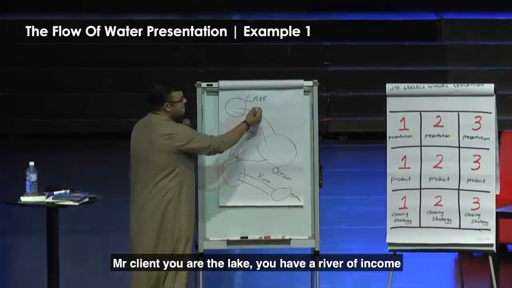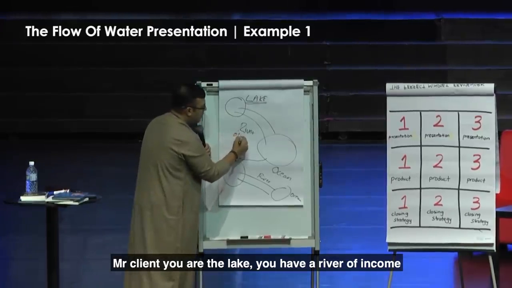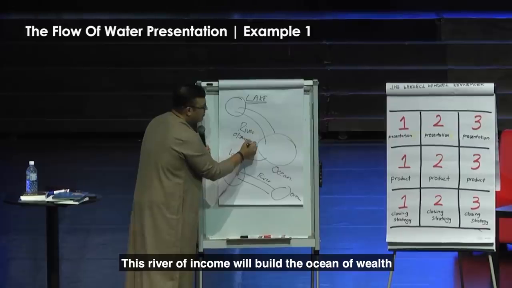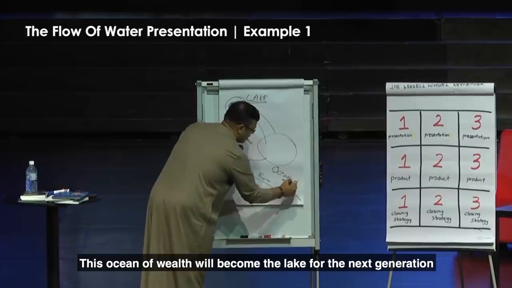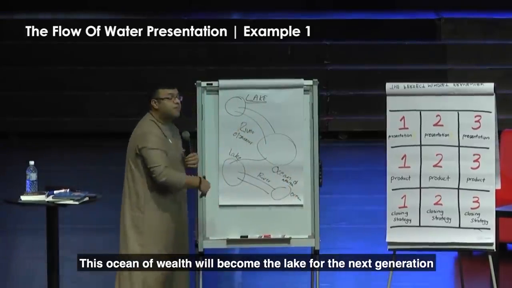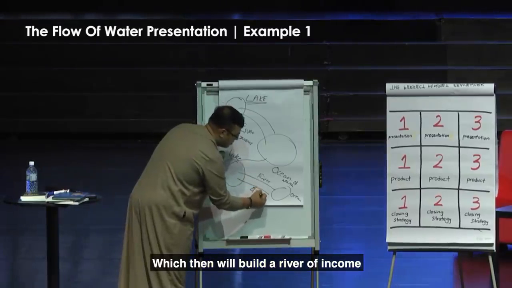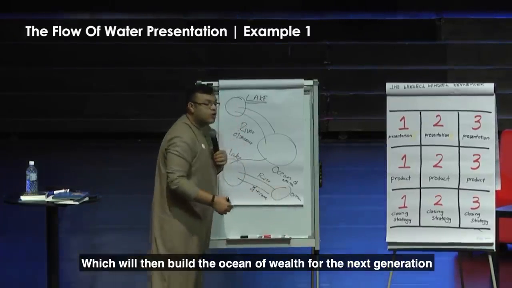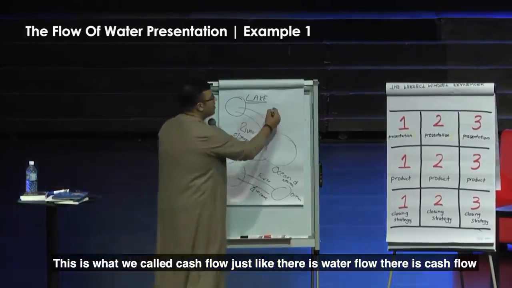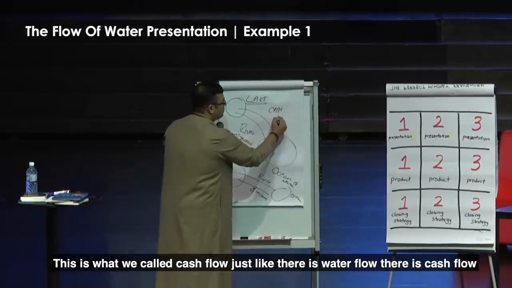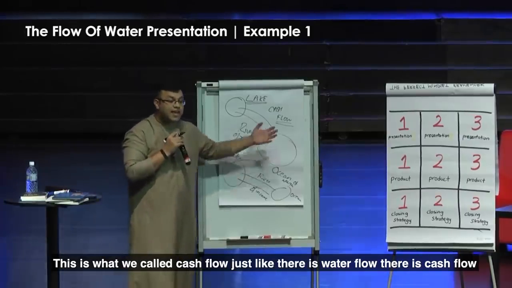Mr. Client, you are the lake. You have a river of income. This river of income will build the ocean of wealth. This ocean of wealth will become the lake for the next generation, which then will build a river of income, which will then build the ocean of wealth for the next generation. And the cycle continues. This is what we call cash flow. Just like there is water flow, there is cash flow.